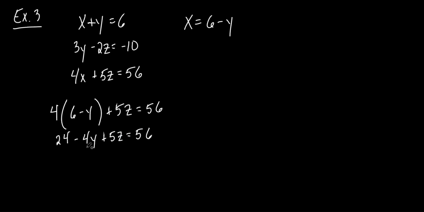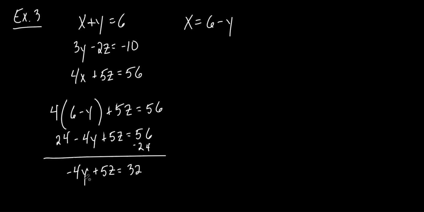Let's keep the y's and z's on the left-hand side. Let's just get rid of the 24. So if I subtract a 24, what do I get? I get negative 4y plus 5z, and that equals, what's that? 32? All right, everybody good so far?